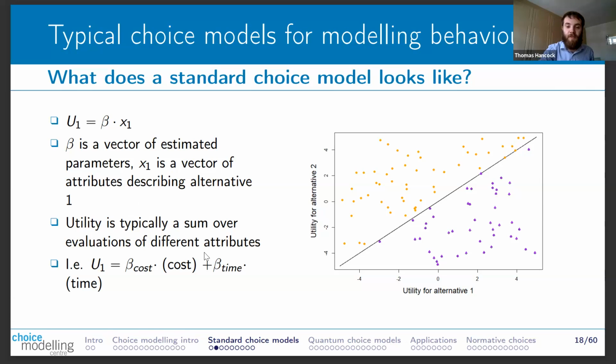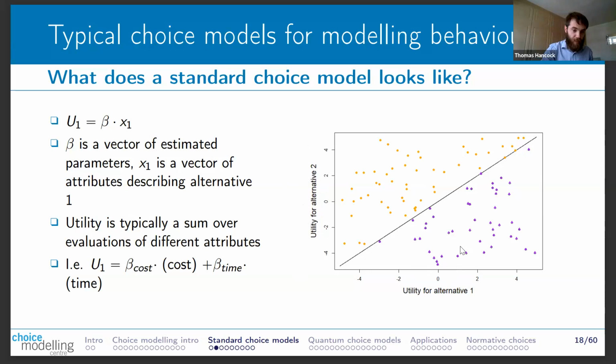And what this will give us are these various points here where we've got on the x-axis the utility for alternative one, the y-axis utility for alternative two. And quite simply, the model will suggest that the alternative that is chosen is the alternative with the higher utility. So above this line here, alternative two is chosen, below, alternative one is chosen.